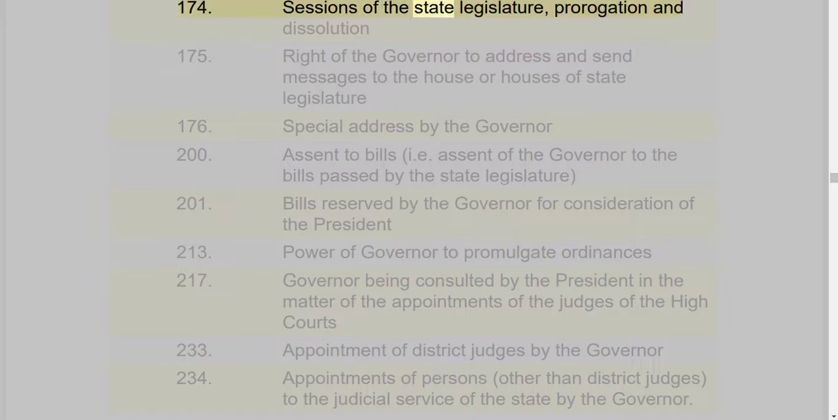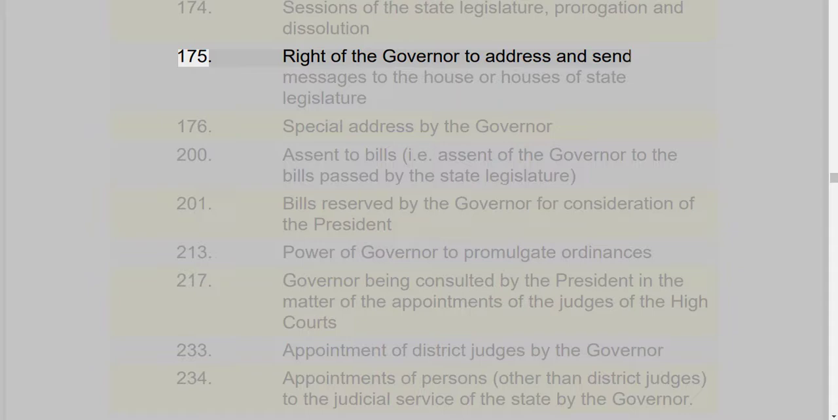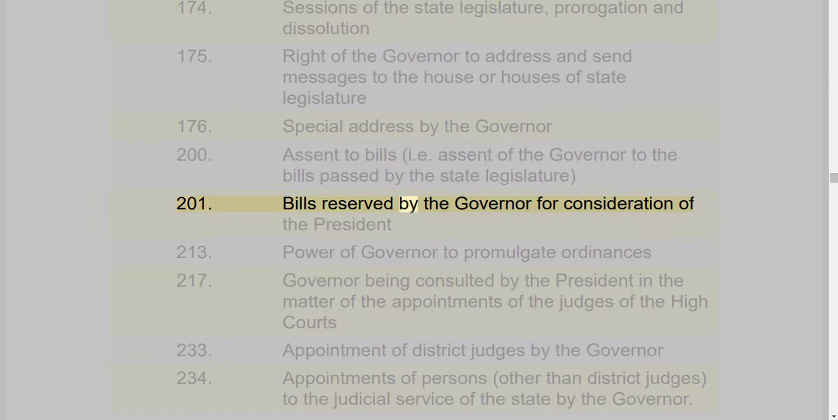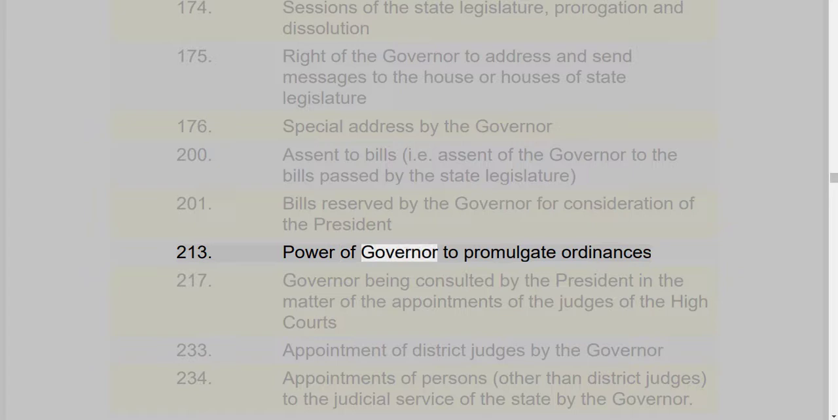174. Sessions of the state legislature, prorogation and dissolution. 175. Right of the governor to address and send messages to the House or Houses of state legislature. 176. Special address by the governor. 200. Assent to bills, i.e. assent of the governor to the bills passed by the state legislature. 201. Bills reserved by the governor for consideration of the president. 213. Power of governor to promulgate ordinances.